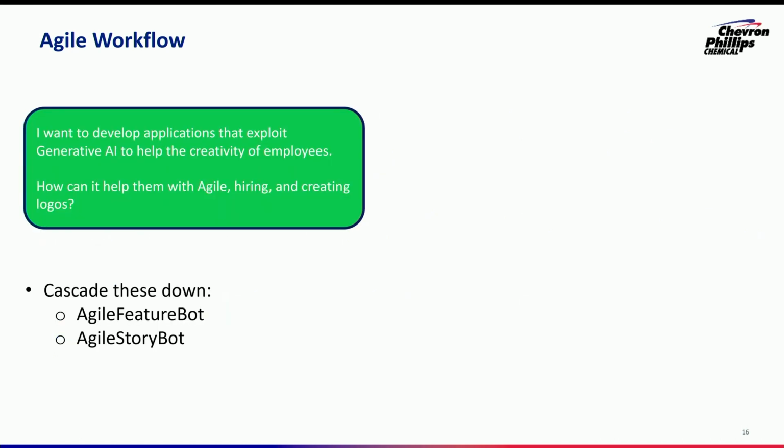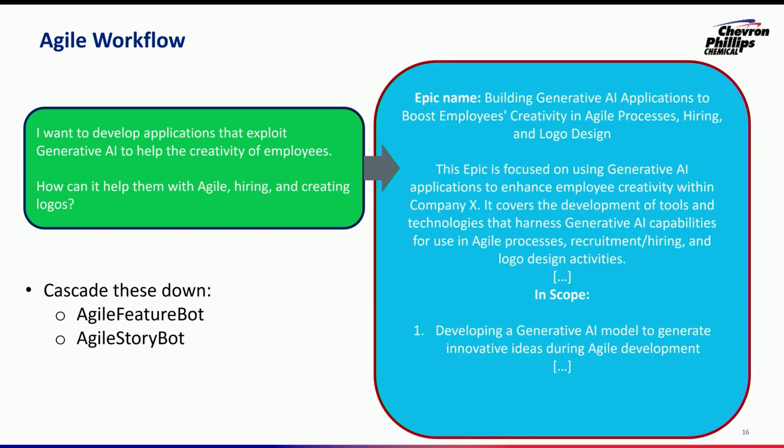So an example, let's make this meta. I'm going to cover Agile, hiring, and creating logos. So let's make an epic for that before we go on. I want to develop applications that exploit these, and the result is essentially the epic name, building generative AI applications, boosting. Okay, that's a bit loquacious, so I'll probably edit that. But like I said, this is a first draft tool, right? It would have taken me ages. I would procrastinate, honestly. I'd just sit there and look at a blinking cursor on my screen. But at least this gives me something to get my teeth into.